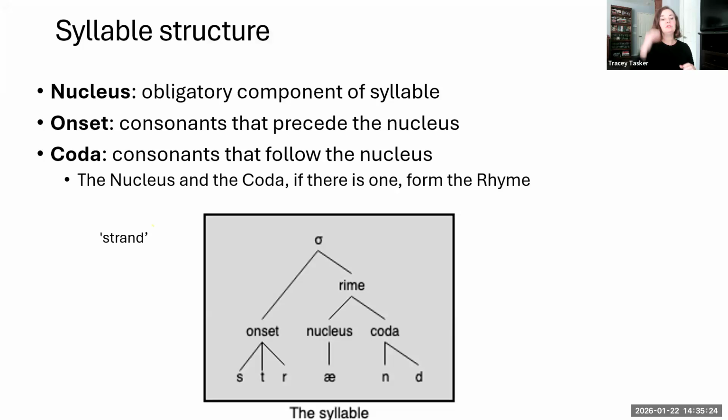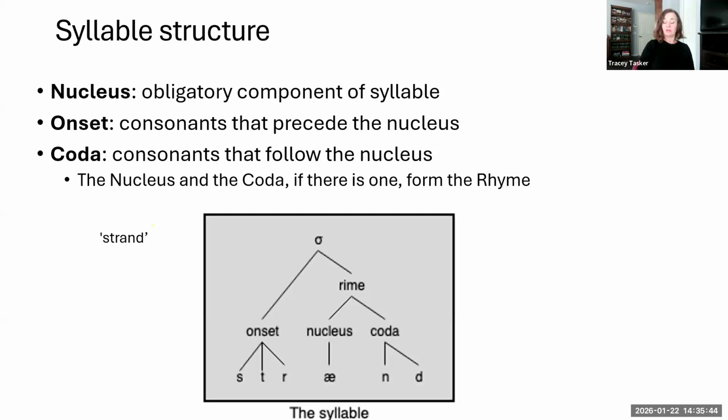All right, so if we were going to map this out, this is a little drawing of a syllable tree for the word strand. The nucleus in the word strand is the vowel. This is transcribed into IPA, which we're going to be learning about. So the nucleus is the vowel A.